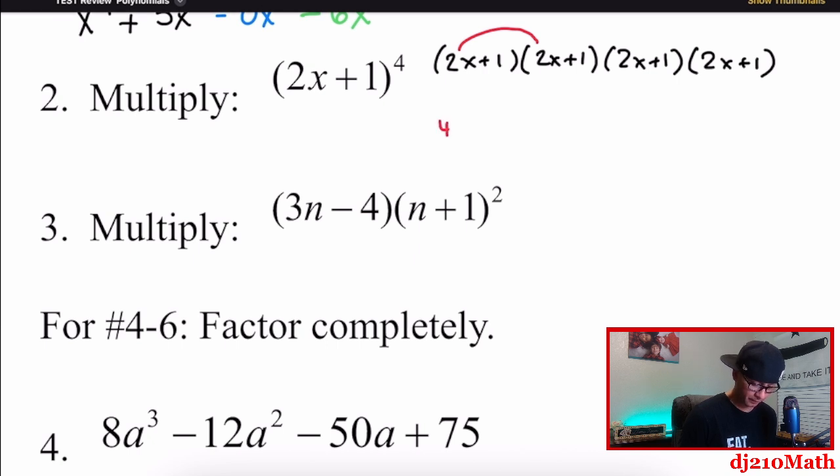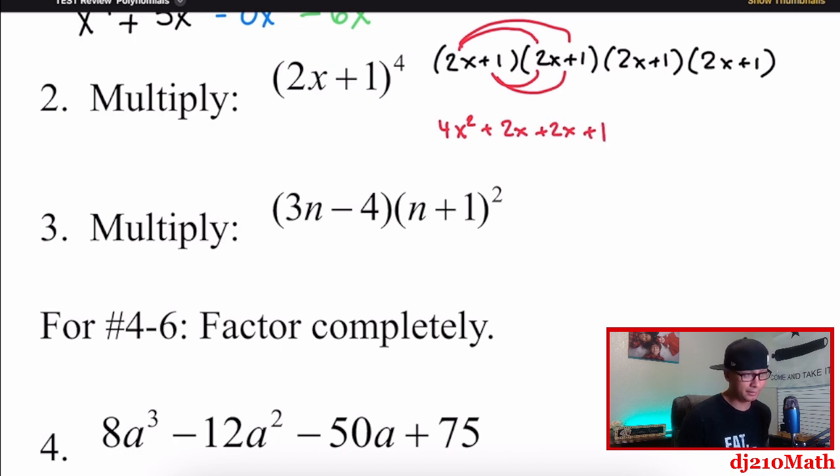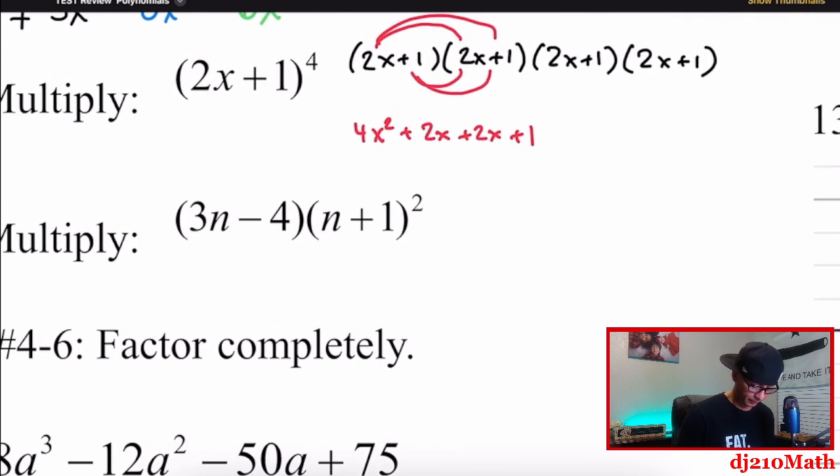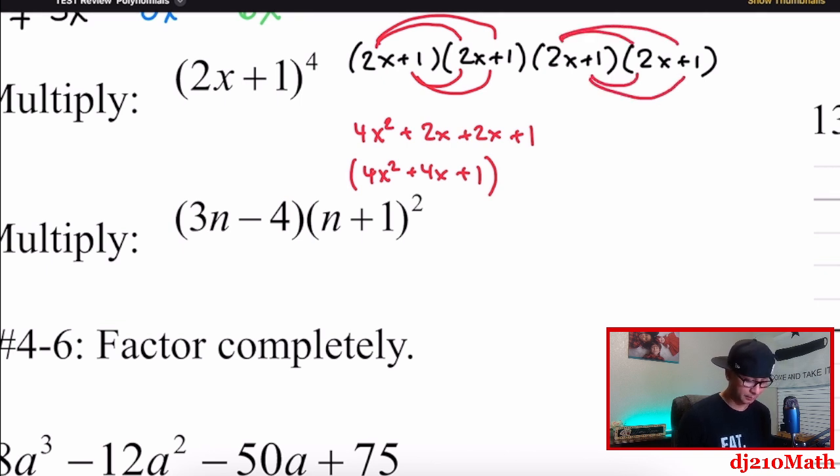So this would be 4x squared plus 2x plus 2x plus 1. So that is, combining the two middle terms, we're going to get 4x squared plus 4x plus 1. Okay. When I FOIL out the other two, it's the exact same thing, literally the exact same thing. So that's going to be 4x squared plus 4x plus 1 as well.